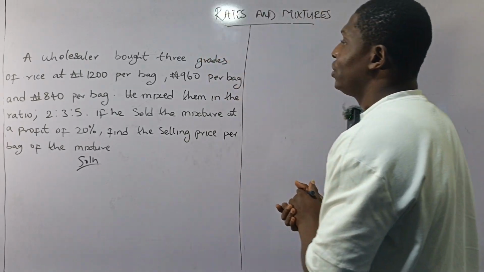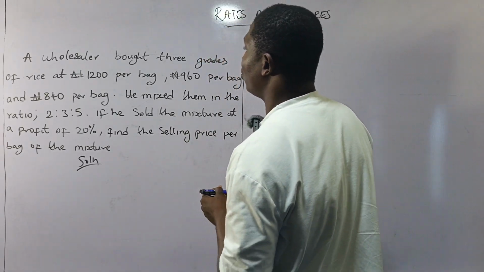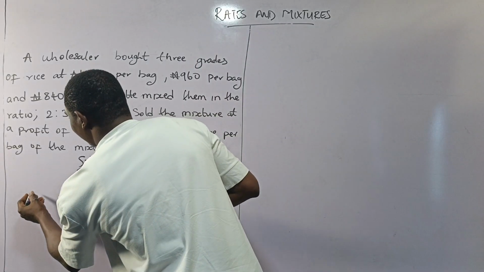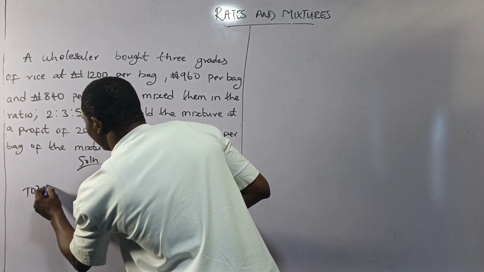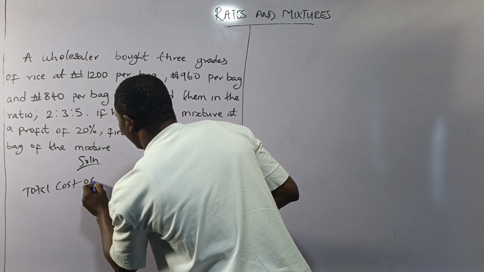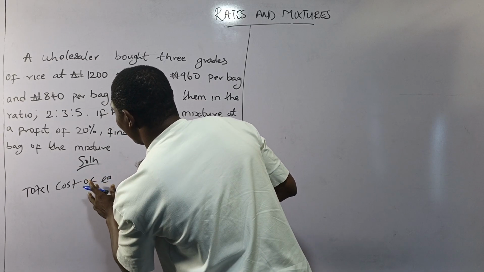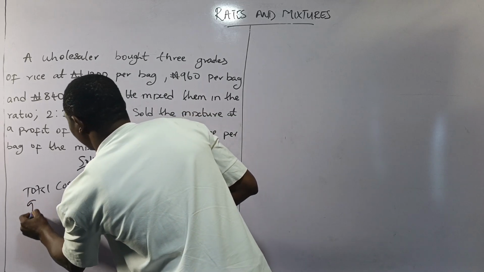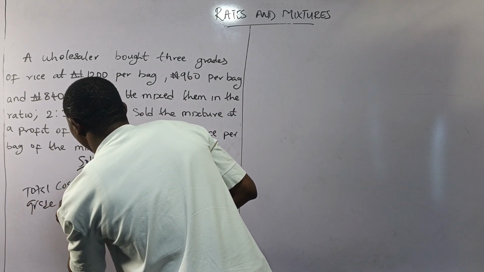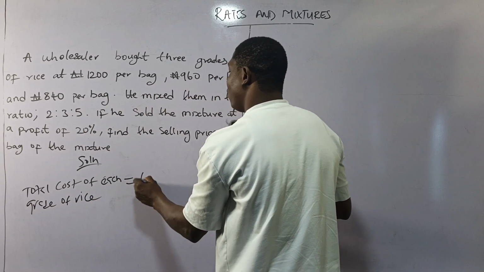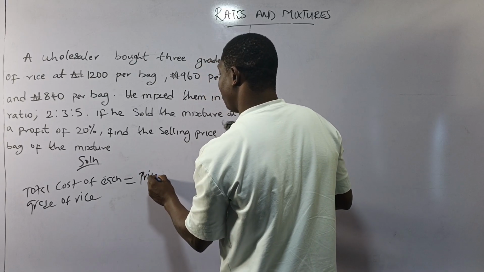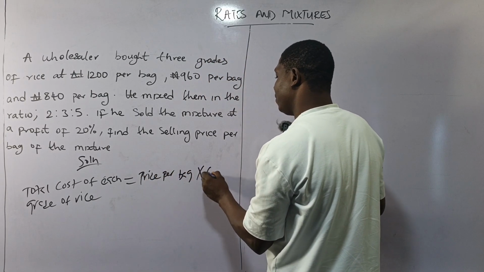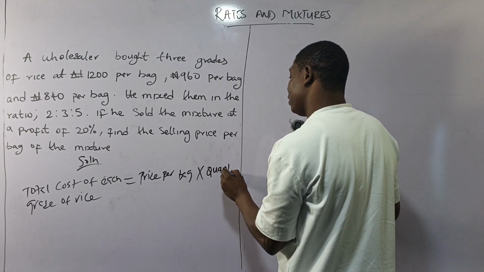A wholesaler bought 3 grades of rice. So let's know the total cost for each grade of rice. Total cost of each grade of rice equals price per bag multiplied by quantity.